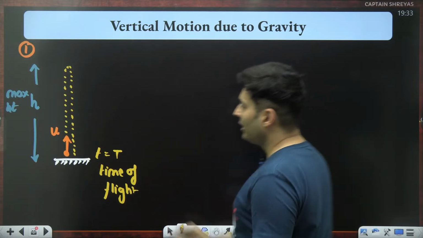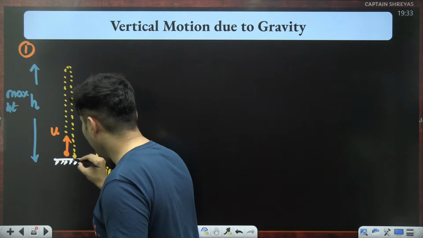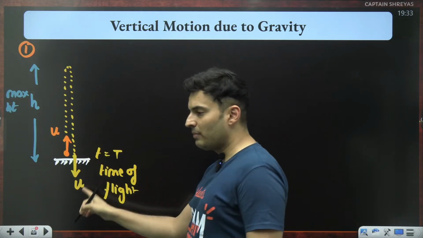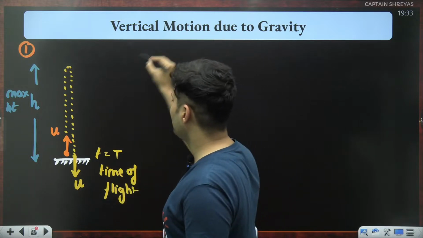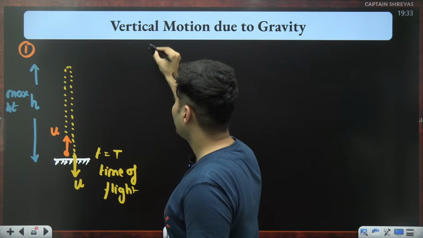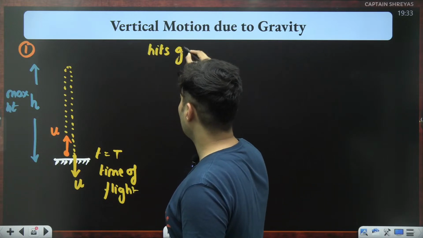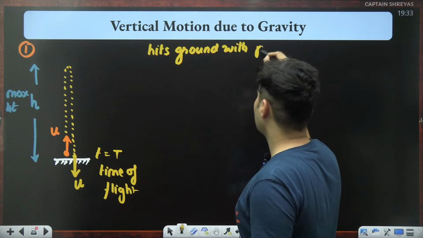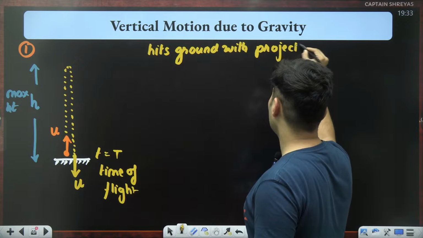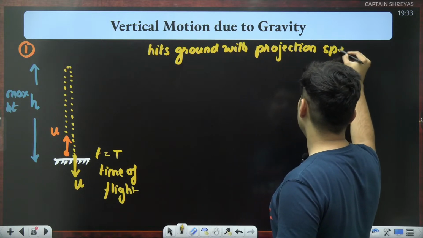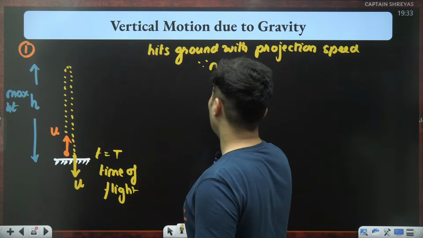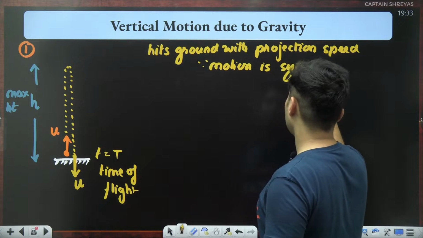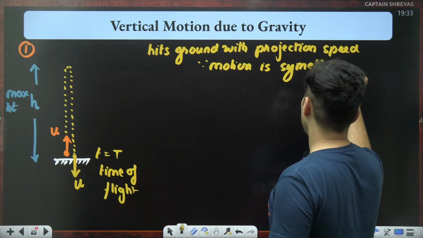Tell me one thing. When this object goes and comes back over here, it will hit the ground with the same speed but in the opposite direction, isn't it? Why? Because the motion is symmetric. Because the motion is symmetric, the ball hits the ground with the speed with which it was projected, the projection speed.